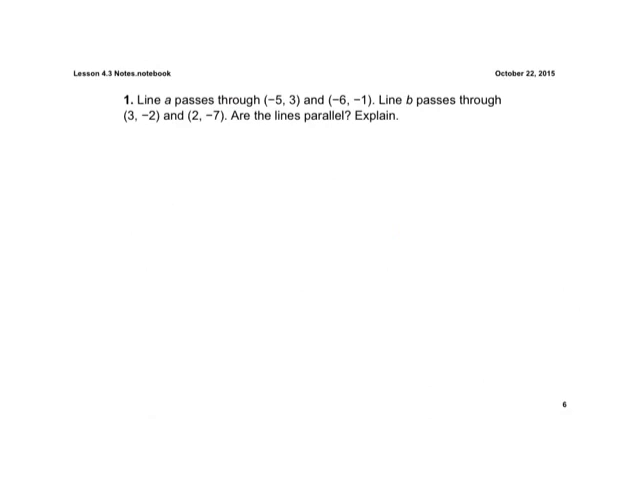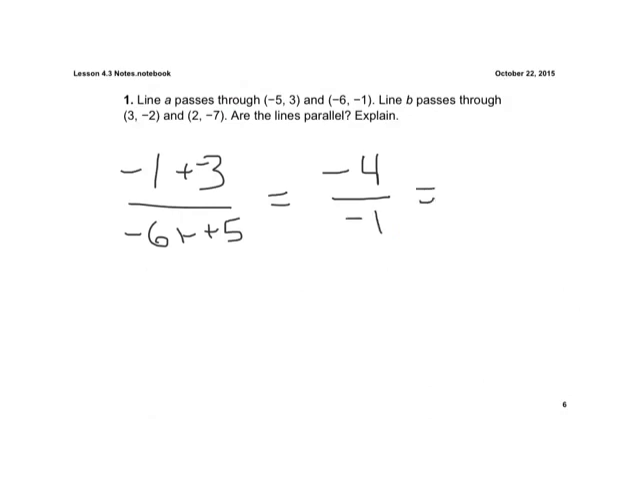Now, they give us 2 points here. They say line A passes through negative 5, 3 and negative 6, 1. Line B passes through 3, negative 2 and 2, negative 7. Are they parallel? Well, we know parallel lines have to have the same slope, so let's just find the slopes very quickly. We've done this many times before. Subtract our y coordinates. Subtract our x coordinates. Let's see what we get here. Keep, change. We have a negative 4 over a negative 1. So we know that simplifies to a positive 4 over 1.